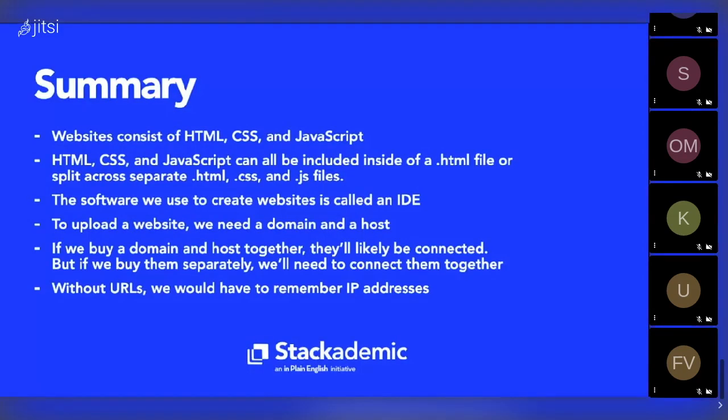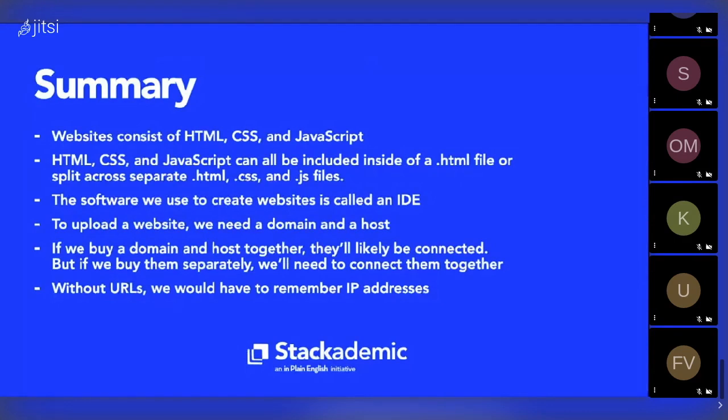So in summary, websites consist of HTML, CSS, and JavaScript. HTML, CSS, and JavaScript can be included inside of a .html file, or they can be split across separate HTML, CSS, and JS files. The software we use to create a website is called an IDE. To upload a website, we typically need a domain and a host. If we buy a domain and host together, they will likely be connected. But if we buy them separately, we'll need to connect them together. And without URLs, we would have to remember IP addresses.